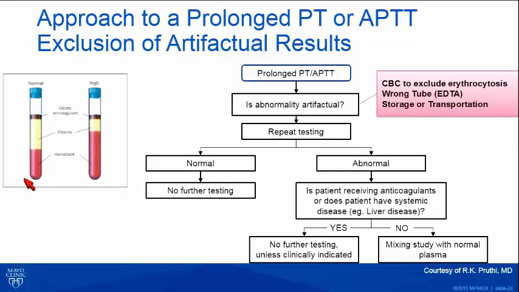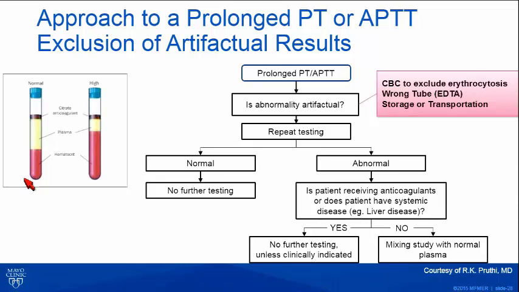If we know they are present, then the sample should be rejected, and the correct sample collected for repeat testing. If that's normal, then we don't have to do anything further. If we have corrected the pre-analytical artifact and the clotting time is still abnormal, if you have access to clinical history, we should take a look and see whether the patient is receiving any therapeutic anticoagulant, or does the patient have any systemic disorder, such as a liver disorder.